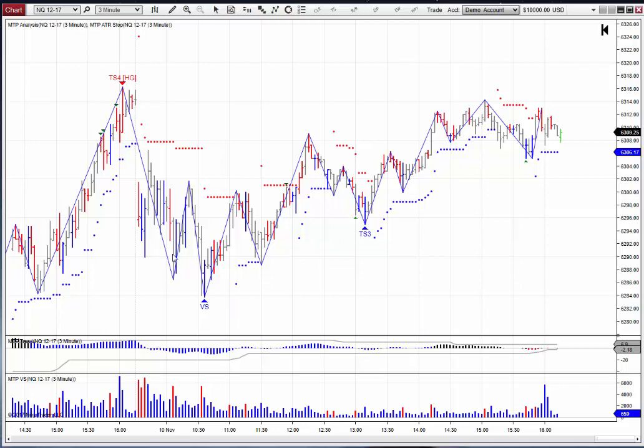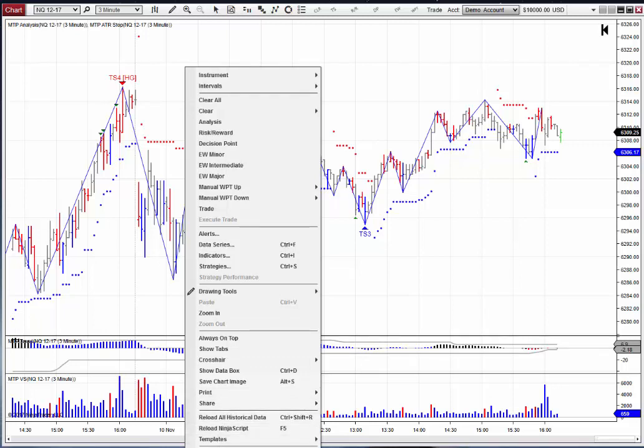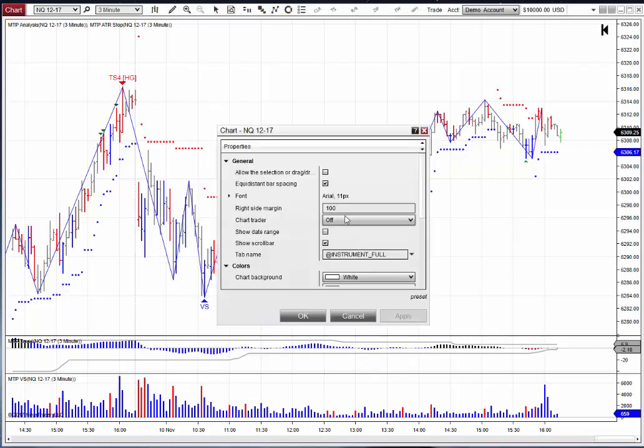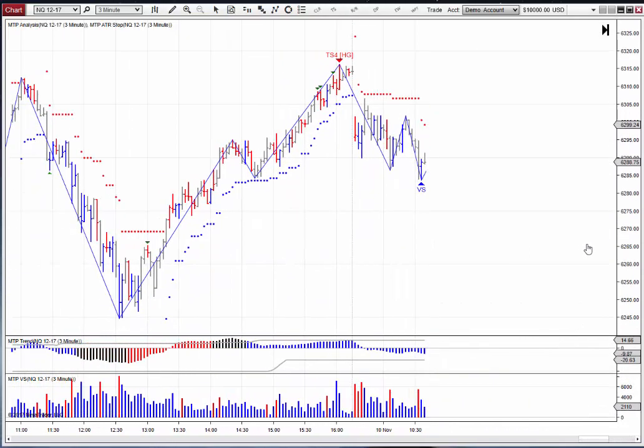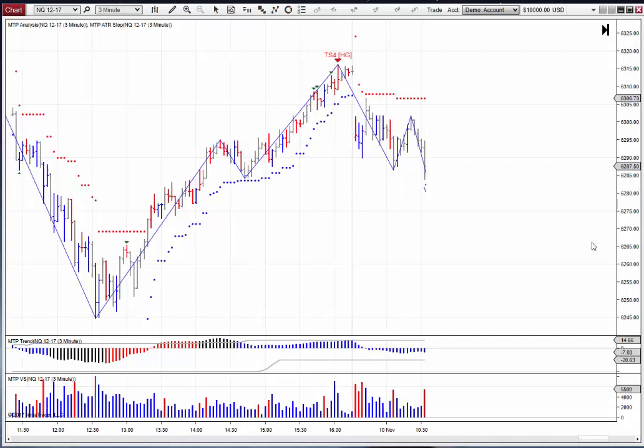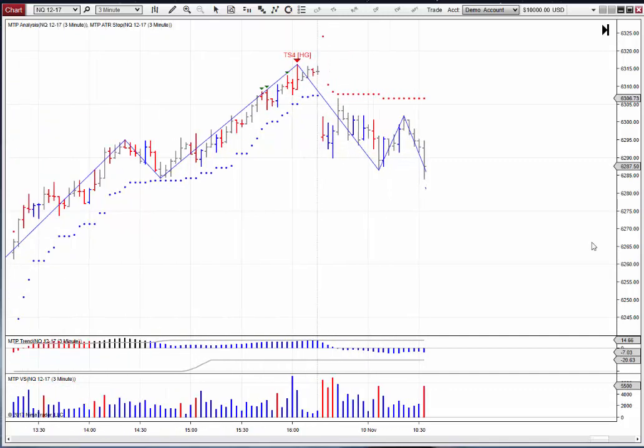So what's a VS setup? Well, perhaps if I put some white space on the right hand margin, I'll just increase that, make it a bit bigger and slide the chart across a bit. Let's zoom in a bit as well. There we go.